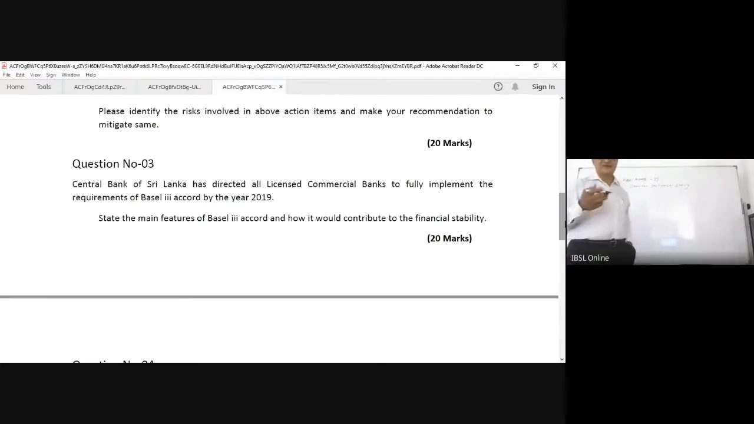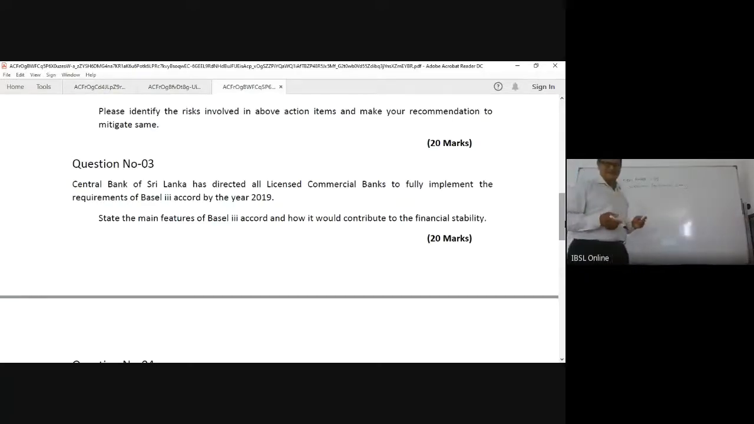Then Basel 2 went on further about market disclosure and banks being transparent and accountable for what they do. So if you mention a little bit of that, what we are going to achieve in Basel Accords is financial stability. So you can very slightly mention Basel 1 and 2, but I'm not asking about them in this question. I am asking about Basel 3.